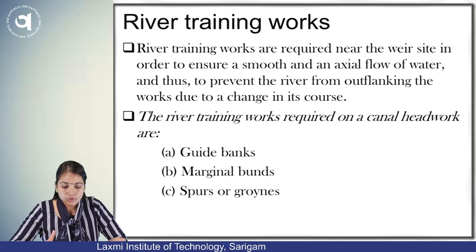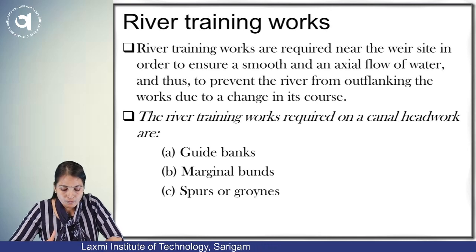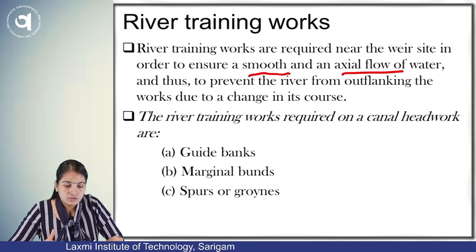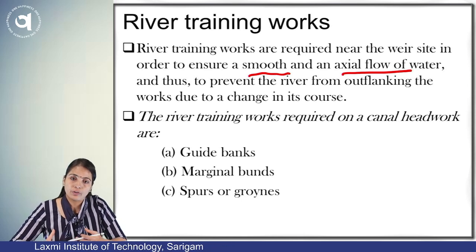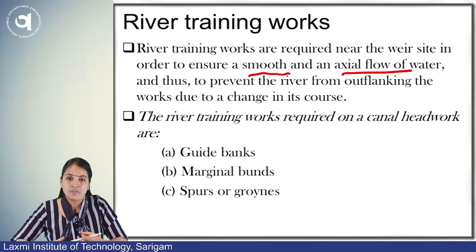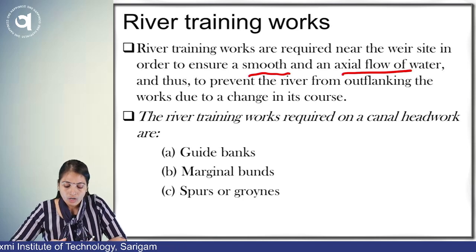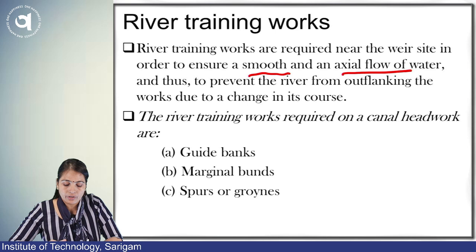This is in order to ensure a smooth and axial flow of water. The flow of the river, the velocity of water, is very high. So to still that water, to reduce the velocity of the water, we have to provide these training works for the smooth and axial flow of the water.